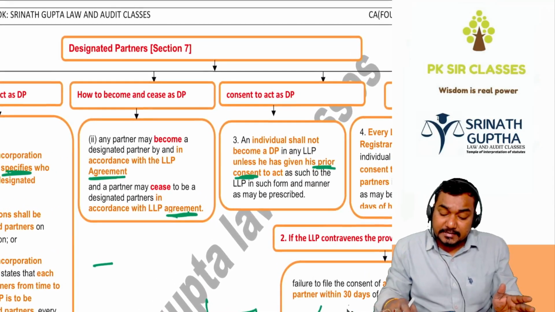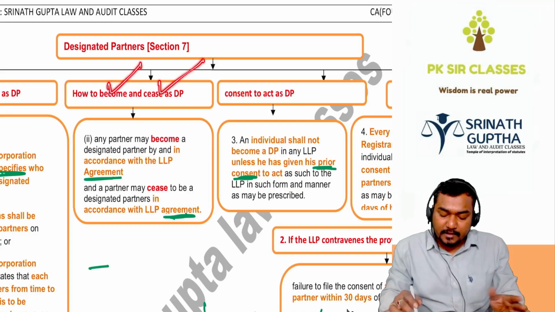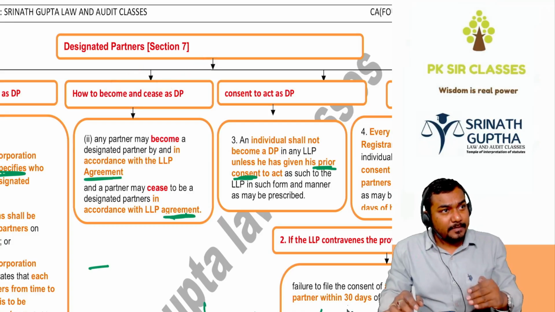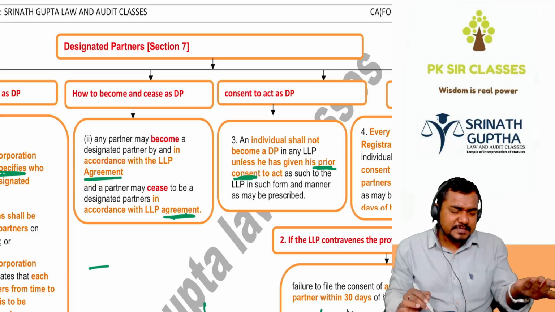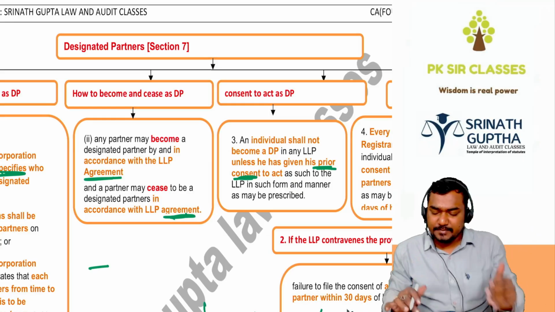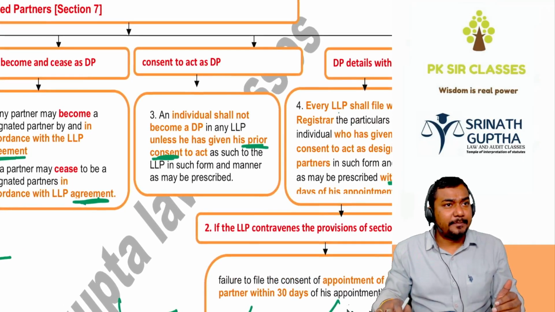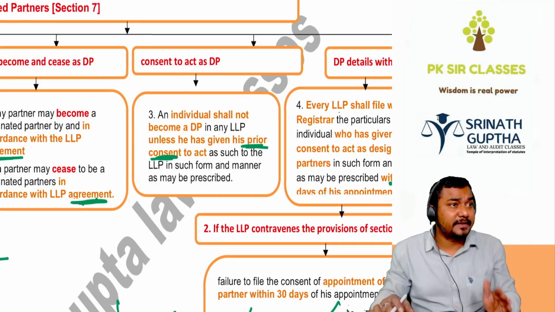So how to become and cease to be a DP? How to enter as a DP? How to cease to be a DP? We can become the DP as per the agreement. You can cease as a DP as per the agreement. So as per agreement, you can enter as a DP and you can exit as a DP. Before appointing a person as a DP, we have to take a written consent. Why do we have to take written consent? Because his liability is unlimited.